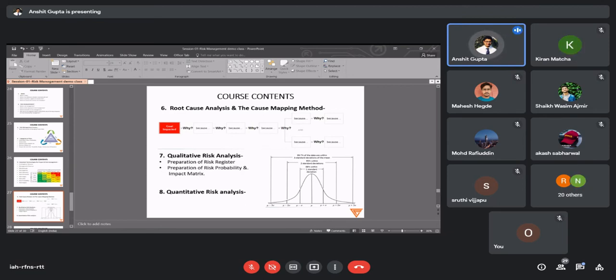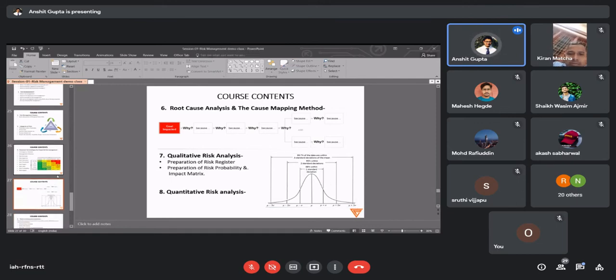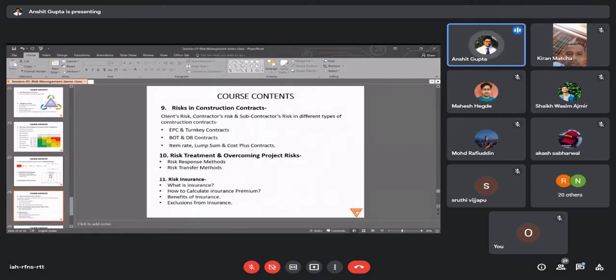Then we will discuss quantitative risk analysis, this beta distribution and these formulas. This also we will discuss. Then we will be done with the risk part. Then we will take all these topics, that what are the different kinds of risk in different construction projects.